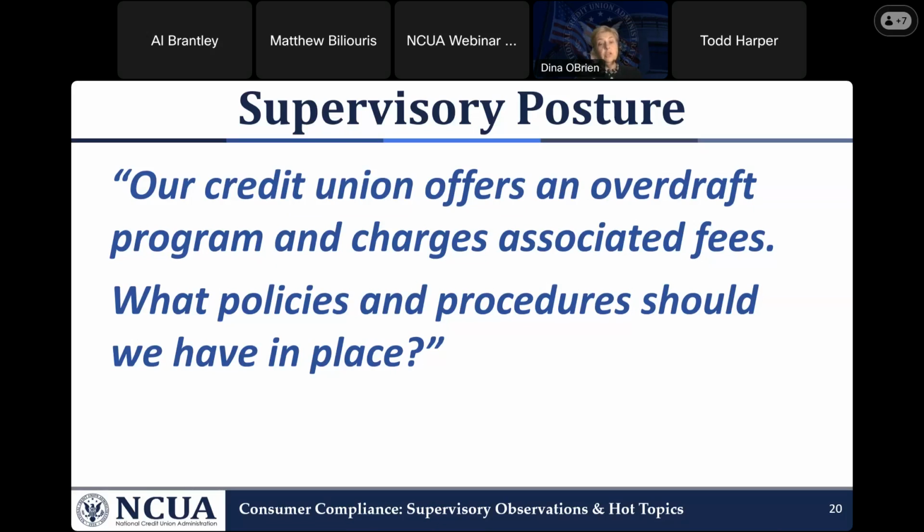In addition to ensuring that you have an overdraft policy that complies with NCUA's overdraft regulation, Section 701.21(c)(3), you should carefully review and, if necessary, revise your overdraft policies and procedures, ensure staff and management are trained on overdraft-related laws and regulations, maintain awareness of regulatory actions and guidance regarding overdraft policies, and monitor member complaints.